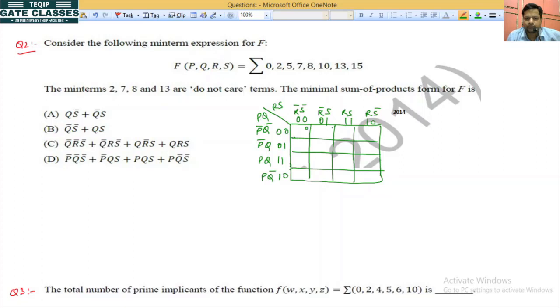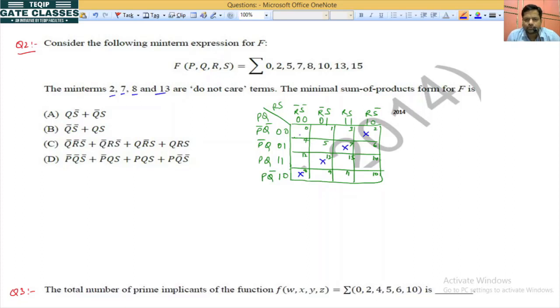So it will be 0, 1, 2, 3, 4, 5, 6, 7, 8, 9, 10, then after 10 comes 11, 12, 13, 14, 15. We know till now, what we have 0, and we know that 2, 7, 8, 13 are don't care. So 2, 7, 8, 13 put don't care. 2 is don't care, 7 is don't care, 8 is don't care, 13 is don't care.